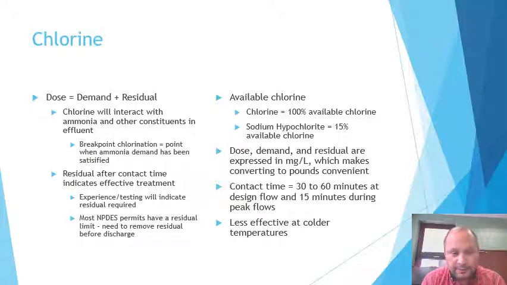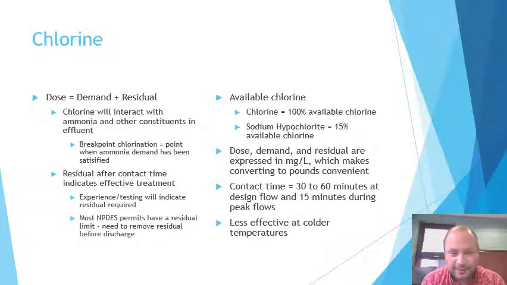But anyway, so dosage equals demand plus residual. So let's say that you were feeding 30 milligrams per liter of chlorine and you had a residual of 2 milligrams per liter, then that would tell you that your chlorine demand was 28 milligrams per liter. And the nice thing about chlorine problems, because the dosage is in milligrams per liter, that makes for some pretty simple pounds formula problems. So I would expect to see a fair amount of those on any type of certification exam.